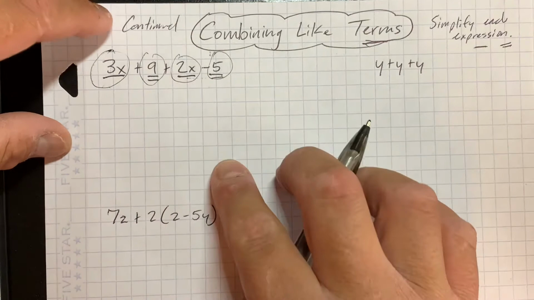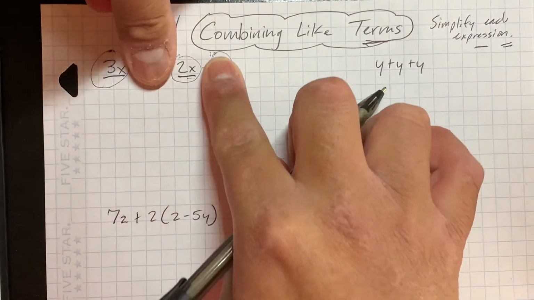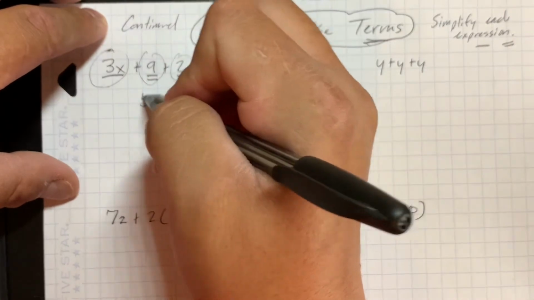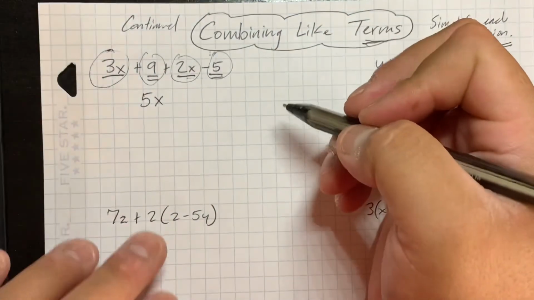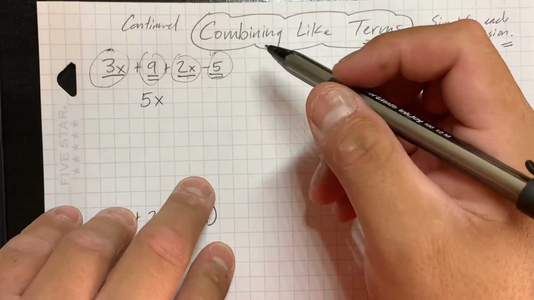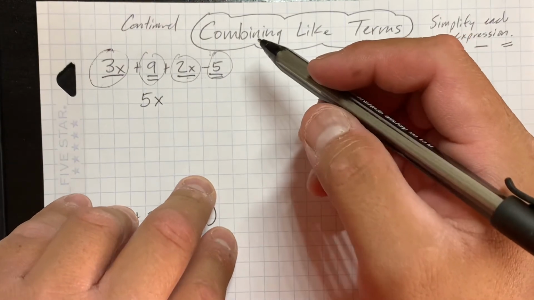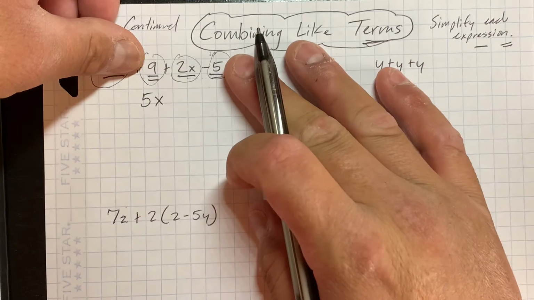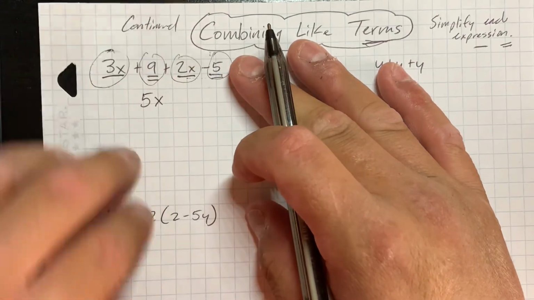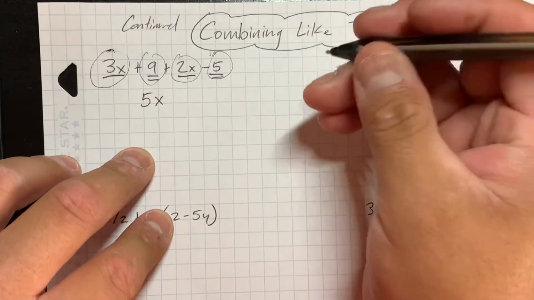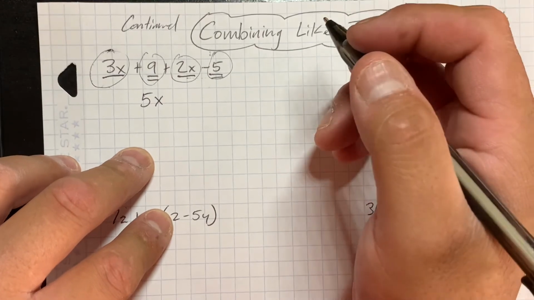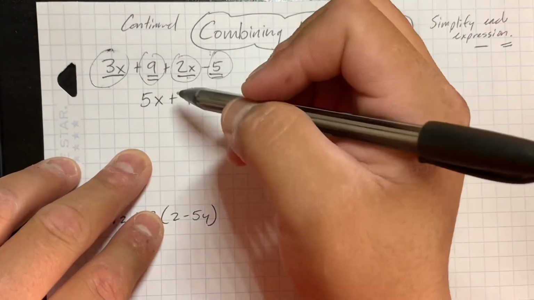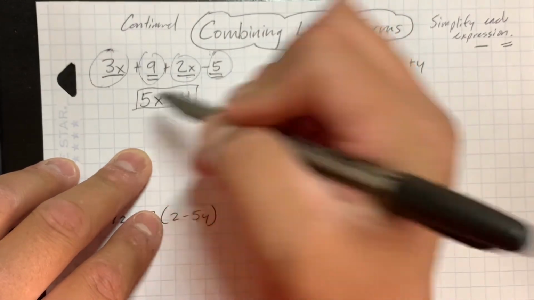So check this out. What is 3x plus 2x? Well, that's going to be 5x. Okay. Now we're using the commutative property of addition, by the way. And then what is 9 minus 5? So 9 minus 5 is going to be 4. So that's going to be a positive 4. And there you go, my friends. You just combined like terms.